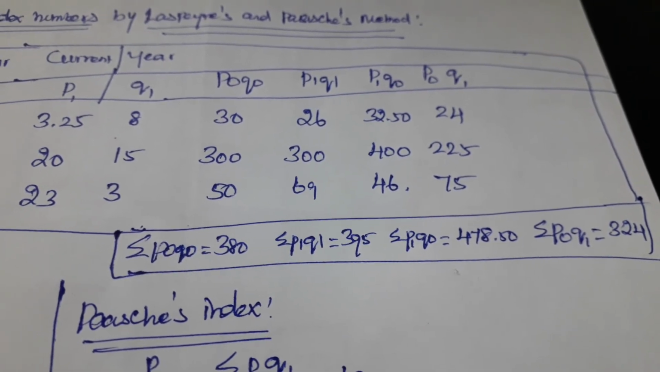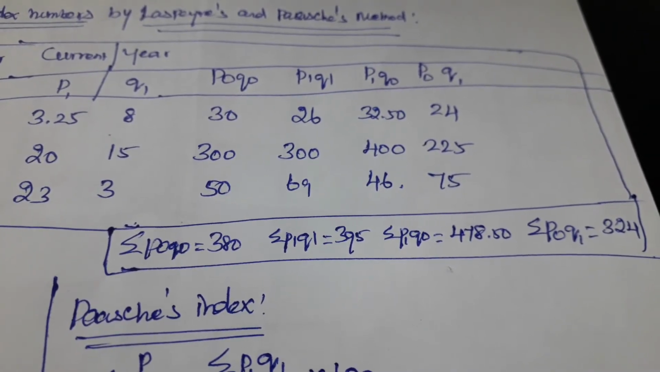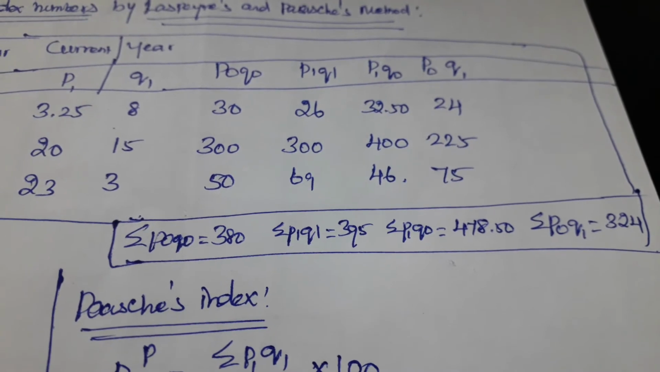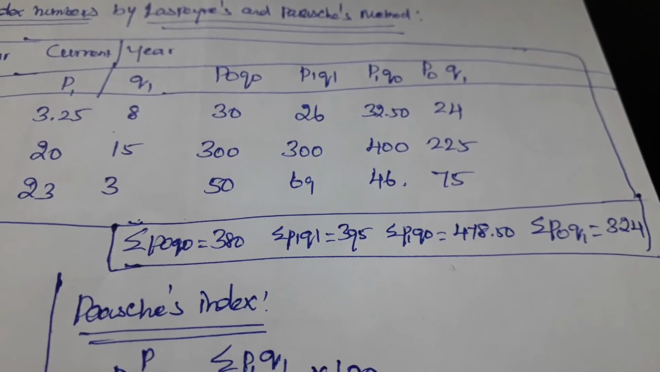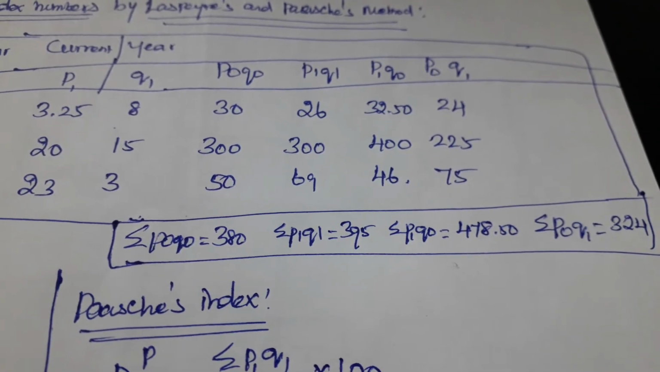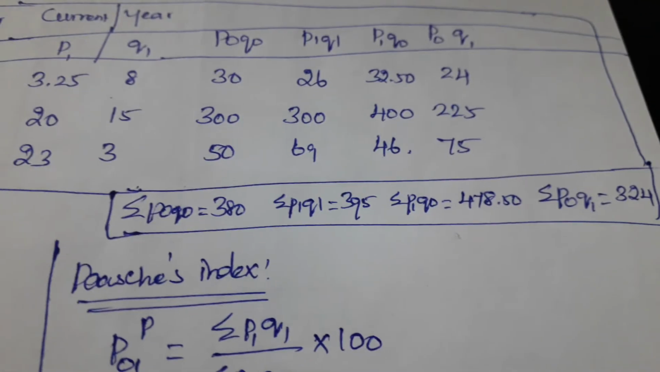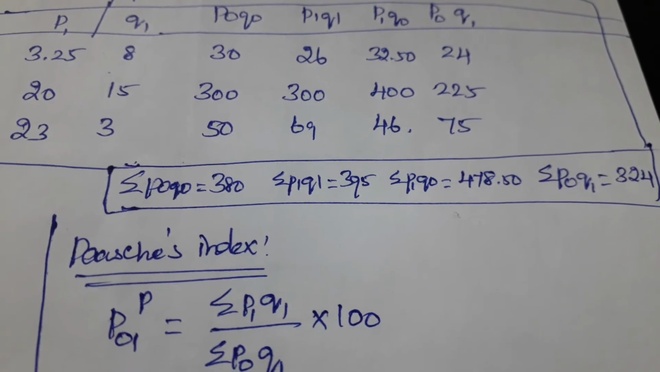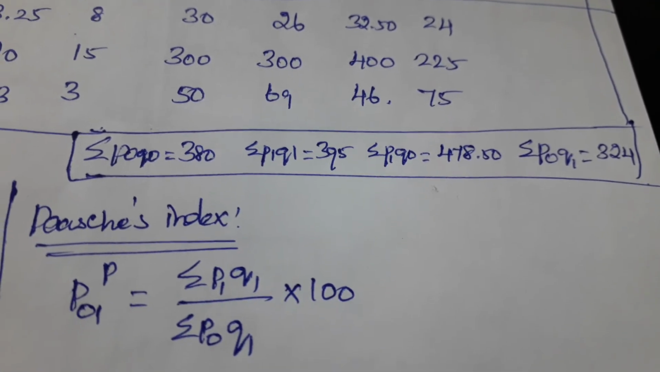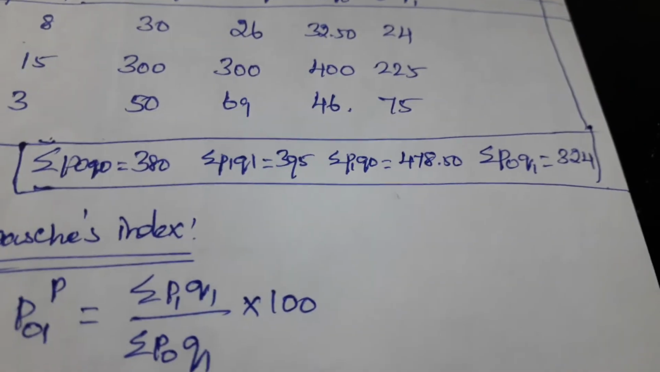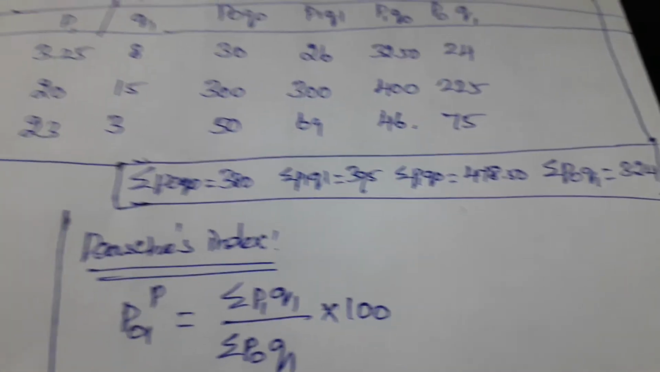After finding the values of these P0Q0, P1Q1, P1Q0, P0Q1, we need to total them as summation P0Q0, summation P1Q1, summation P1Q0 and summation P0Q1.